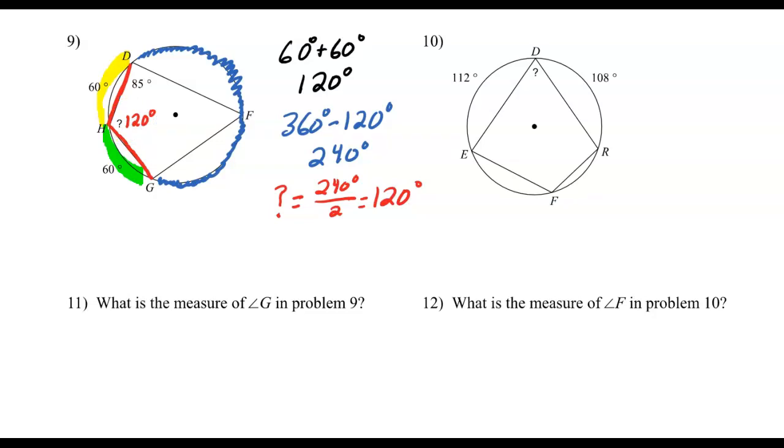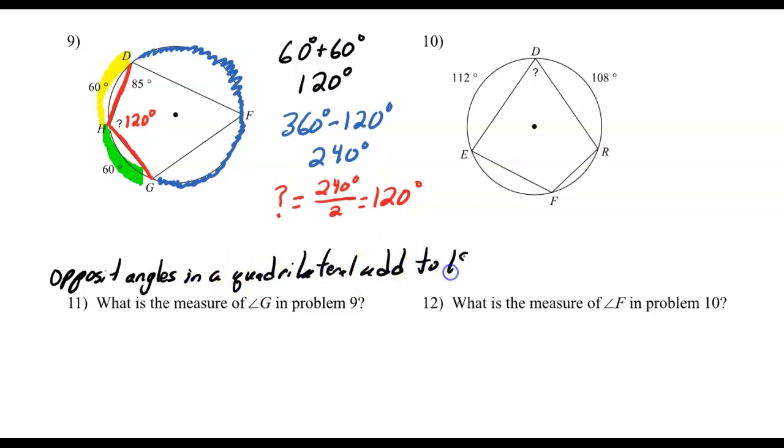For problem number 11, yesterday we learned that the opposite angles in a quadrilateral add to 180 degrees. So this angle 85 degrees and angle G add up to 180 degrees. So for problem number 11, angle G is equal to 180 minus 85 degrees, which is 95 degrees.